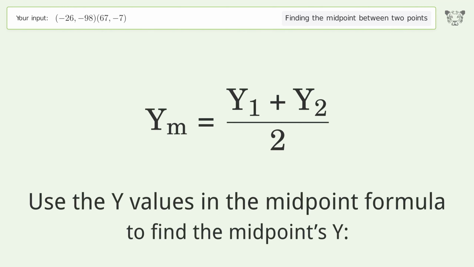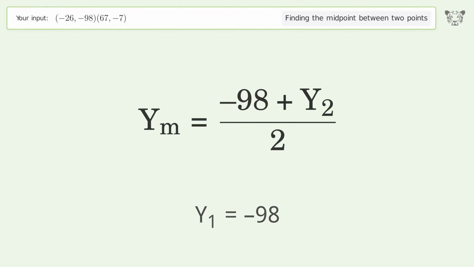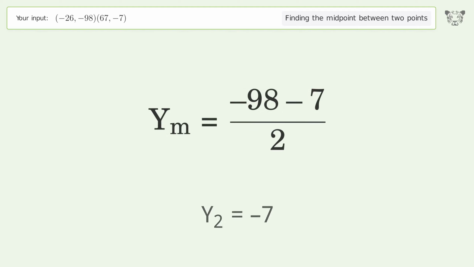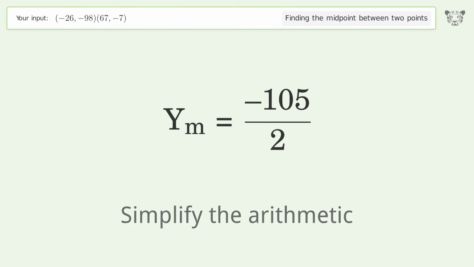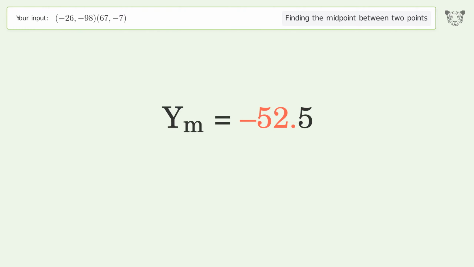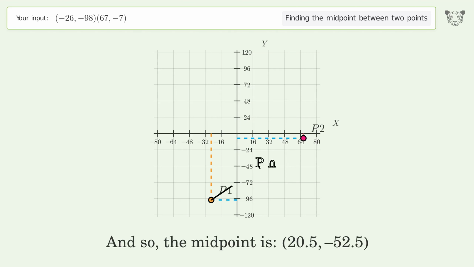Use the y values in the midpoint formula to find the midpoint's y. y1 equals negative 98. y2 equals negative 7. Simplify the arithmetic. And so, the midpoint is 20.5, negative 52.5.